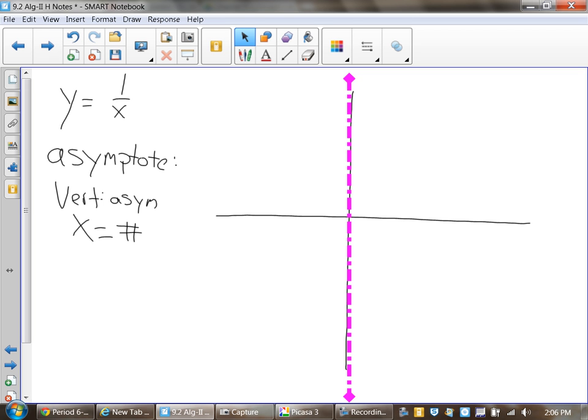What was the definition of an asymptote? An asymptote is where a graph is approaching, but it's never going to get to.